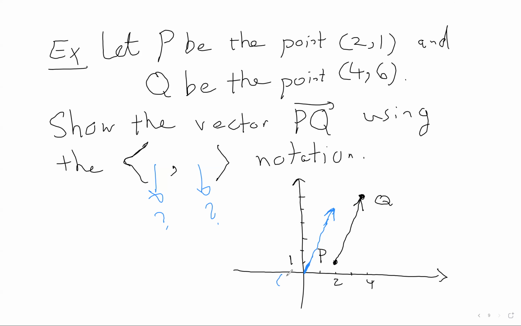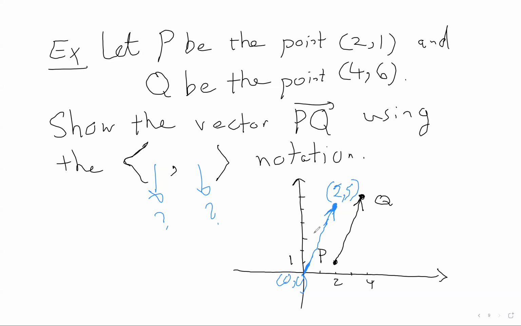So the initial point of this is (0, 0). Can you figure out what would be the terminal point here, the point where this vector ends? If you need time, you can pause the video and think about this. As some of you have already probably guessed, that point is (2, 5).